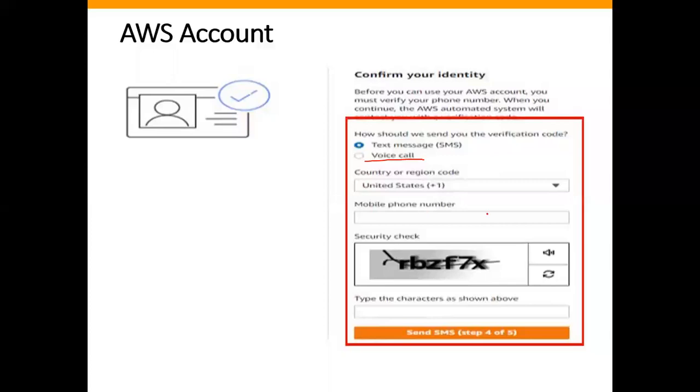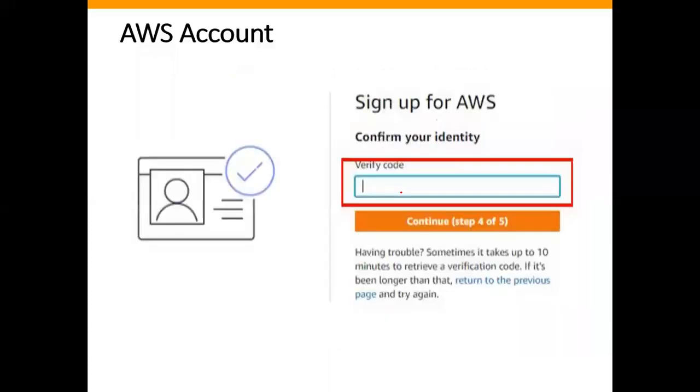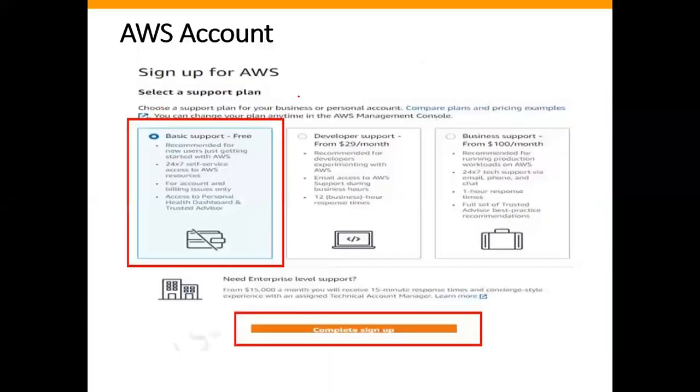Now, here is the verification code you have to enter. Next thing is here we are getting some support plans: free plan, developer support plan, or business support plan. We don't need any support from our learning perspective, so always go for a free plan. Otherwise, you have to pay that amount per month. So always go for a free plan and then complete the sign up.